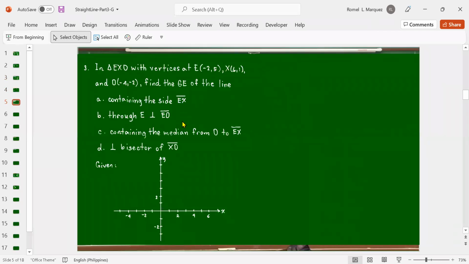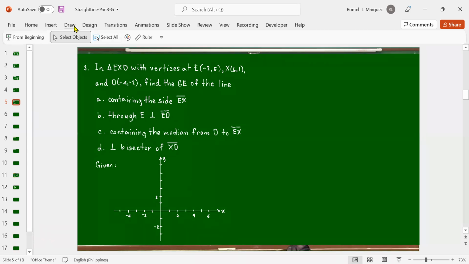What about number 3? In triangle EXO with vertices at E(negative 2, 5), X(6, 1), and O(negative 4, negative 2), find the general equation of the line containing the side EX, passing through E perpendicular to EO, containing the median from O to EX, and the line representing the perpendicular bisector of XO.